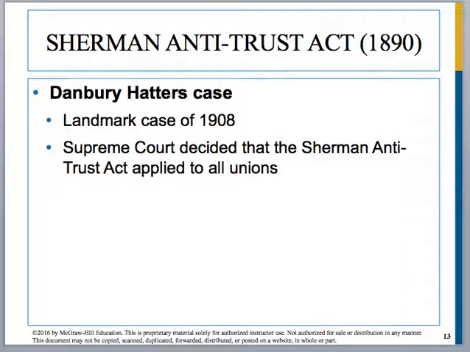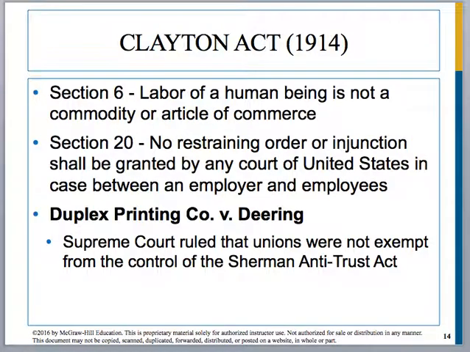The Danbury Hatters case is a landmark case in 1908, where they took the Sherman Antitrust Act and applied it to all unions across the board. In 1914, the Clayton Act created various sections, and these two in particular: that a human being is not a commodity or article of commerce. Now, interestingly enough, the labor of a human being is not a commodity or article of commerce. Which, when you think about it, at that time in our country, we had quite a few human beings used as labor.